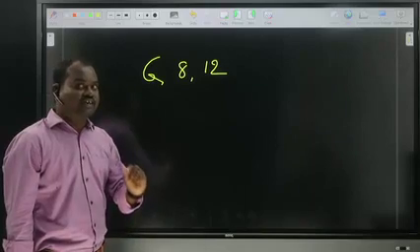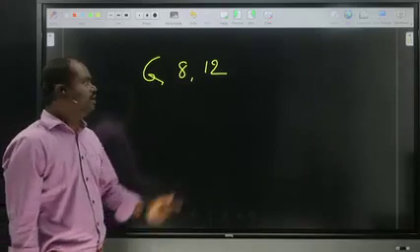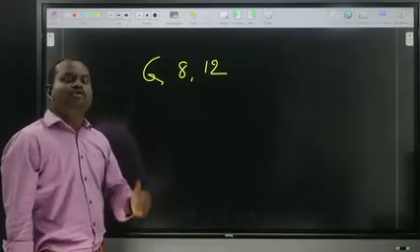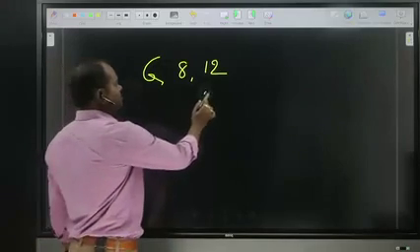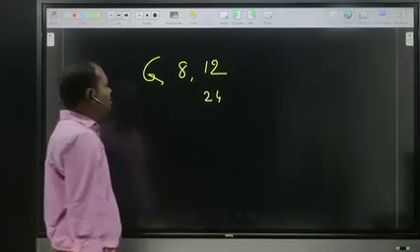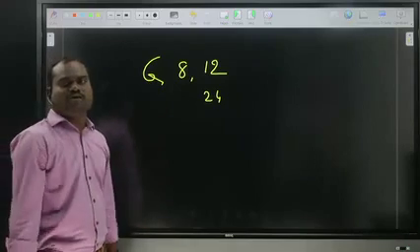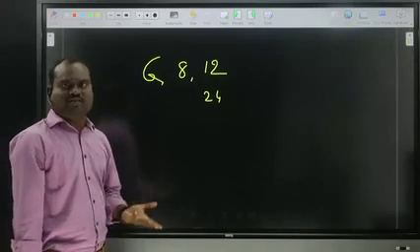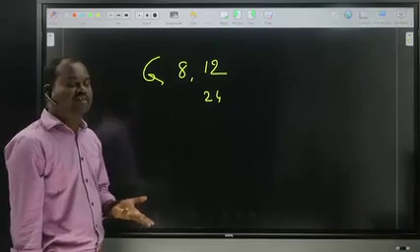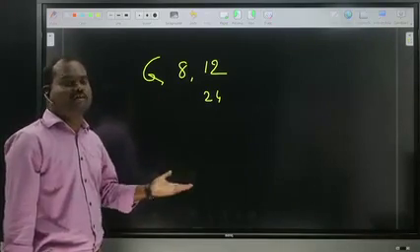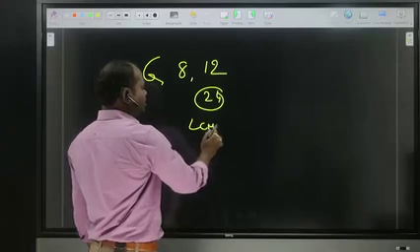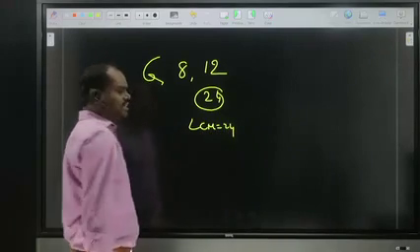When 12 is not the LCM, go for the next multiple of the highest number. In the 12 table, the next multiple: 12 ones are 12, 12 twos are 24. Observe, in the 6 table, can you get 24? Clearly, 4 times. In the 8 table, can you get 24? Clearly, 3 times. So 24 is in both the 6 table as well as the 8 table. So what is the LCM? 24. LCM is 24. It is the second kind of shortcut.